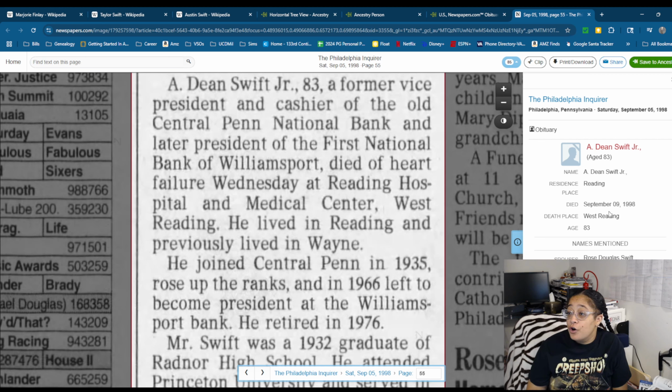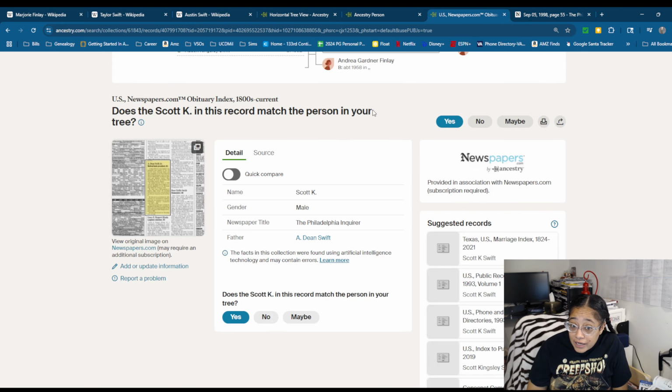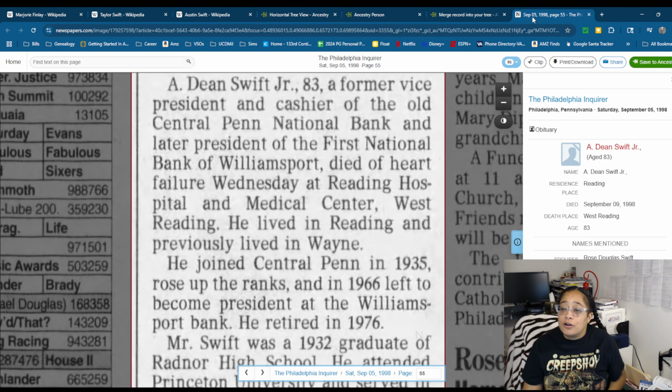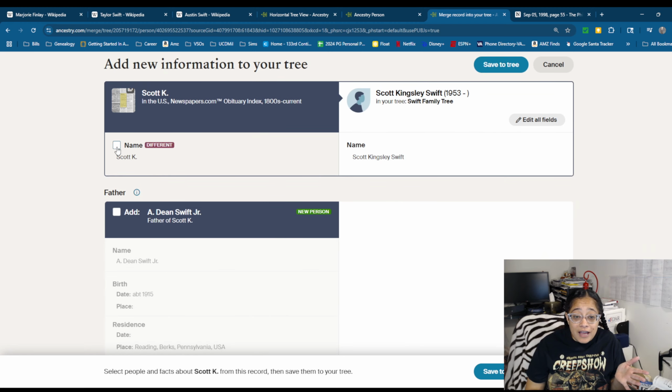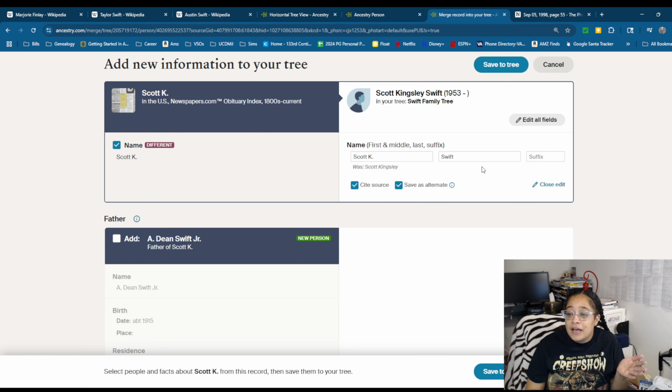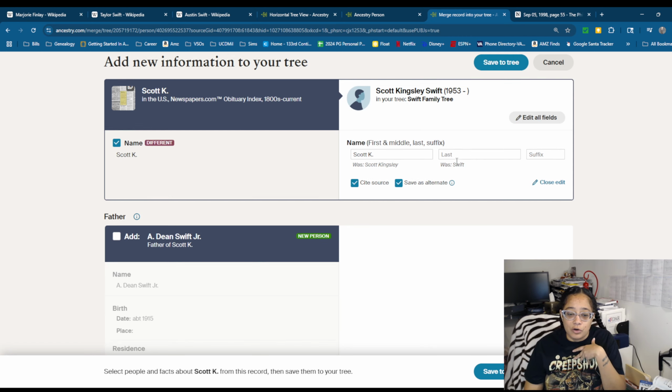All right. So I am going to go back to the Ancestry and I'm going to say, yes, I want to add this. Now, I keep the article open because sometimes Ancestry does not import the information from newspapers.com correctly. So here, again, his name is recorded only as Scott K. So I'm going to click OK and then click Save as Alternate. And I'm going to delete this Swift because, although we do assume that his last name was Swift, in the article, how they're importing it is a little bit funky to me.